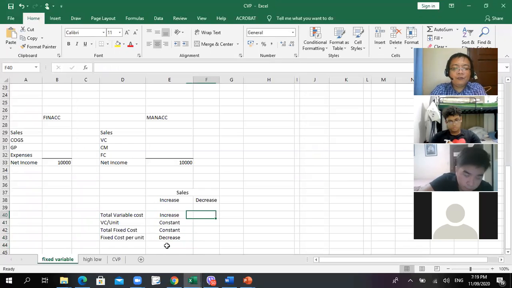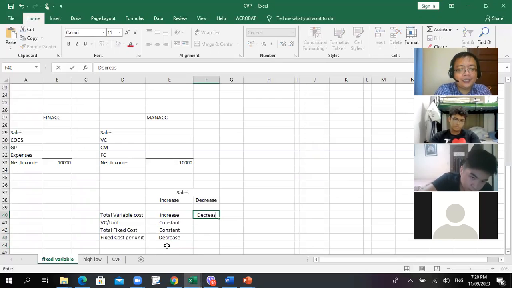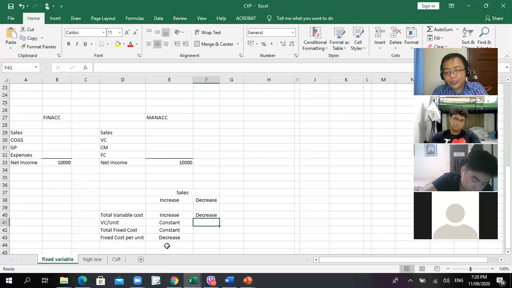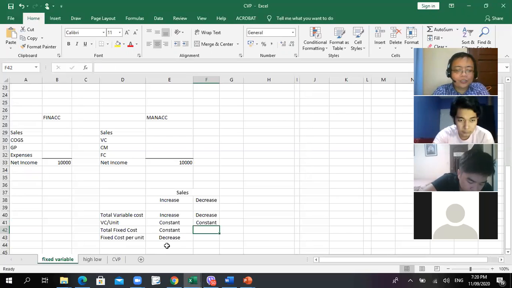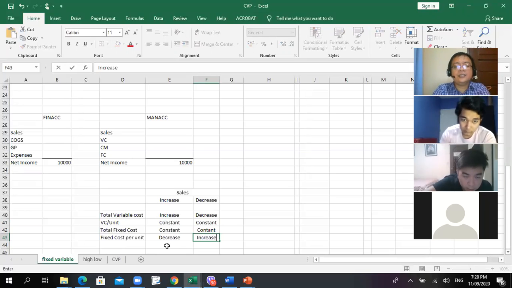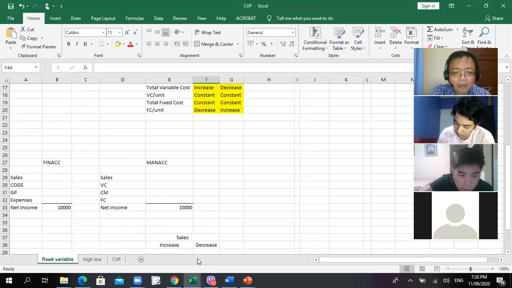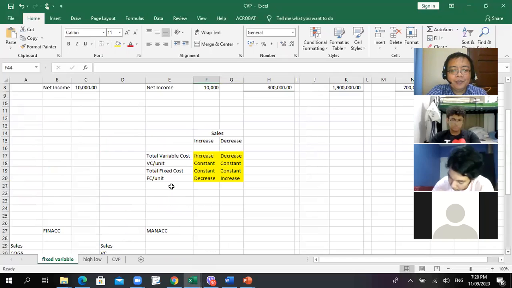Again, how about if your sales will decrease? What will happen to your variable cost? The answer is, very good, decrease. How about the variable cost per unit? It is constant. How about total fixed cost? Still constant. How about the fixed cost per unit? It will increase. So in this example, it is the same idea.